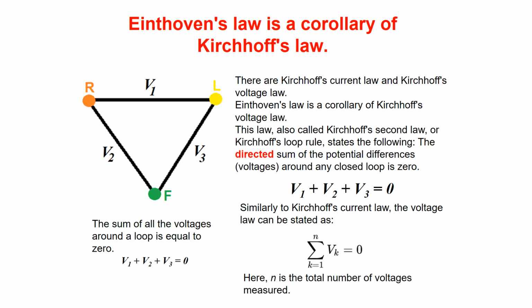There are Kirchhoff's current law and Kirchhoff's voltage law. Einthoven's law is a corollary of Kirchhoff's voltage law. This law, also called Kirchhoff's second law, or Kirchhoff's loop rule, states the following: the directed sum of the potential differences, voltages, around any closed loop is 0. V1 plus V2 plus V3 equals 0.